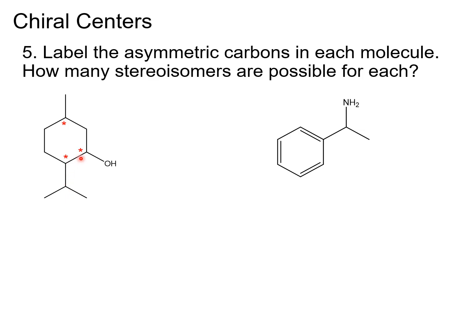Now that I know that I have 3 asymmetric centers, I can use my formula, 2 to the 3rd power. That means I have a total of up to 8 stereoisomers here.